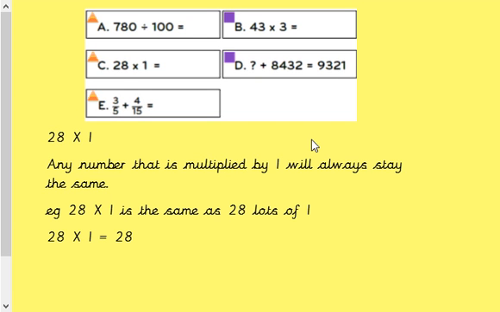Okay, our next question this morning, 28 times 1. Okay, now this is an absolute gift of a question. You can't get this question wrong if you think really carefully about it. 28 times 1. Well, any number that is multiplied by 1 will always stay the same. So 28 times 1 is the same as saying 28 lots of 1. So 28 times 1 is 28.